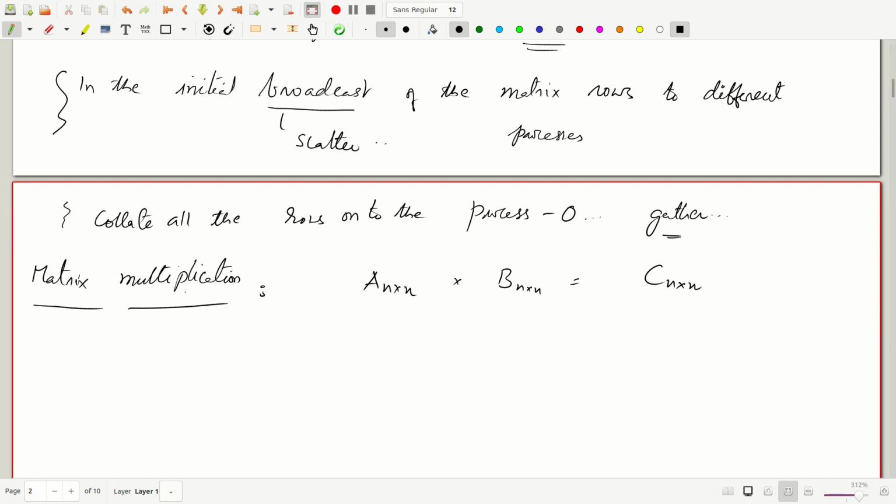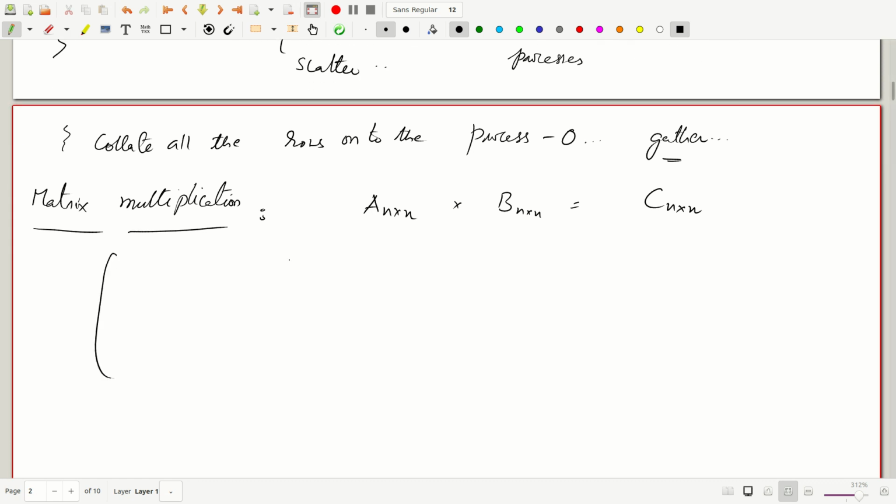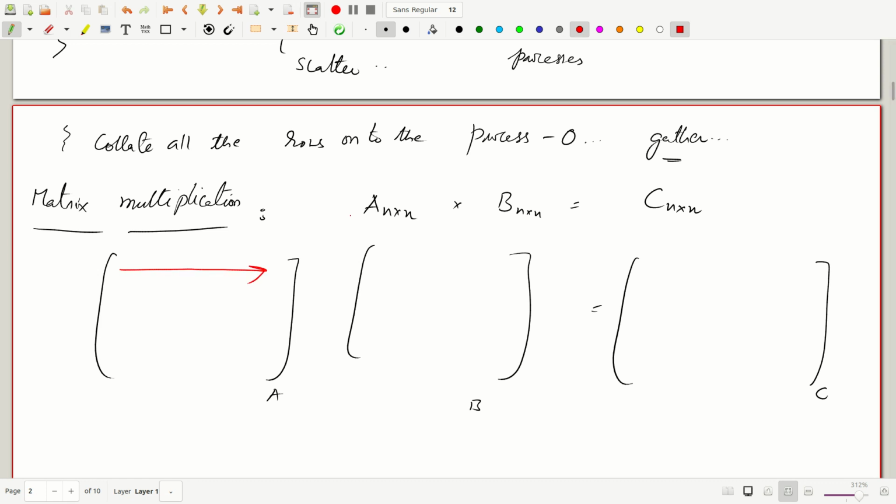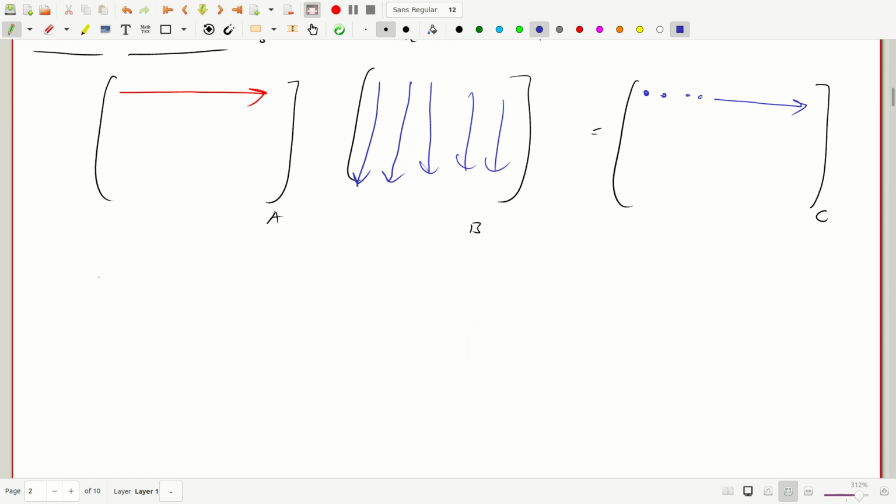n by n. Okay, so what we of course recall from our elementary linear algebra course is that if we have two matrices A and B, the way you would multiply is to multiply one row of A with one column of B, and then you would obtain one element, right? And then similarly you would multiply with another column of B and obtain another element, and so on. So to get one row of C, you have to take one row of A and multiply with all the columns of B, right?